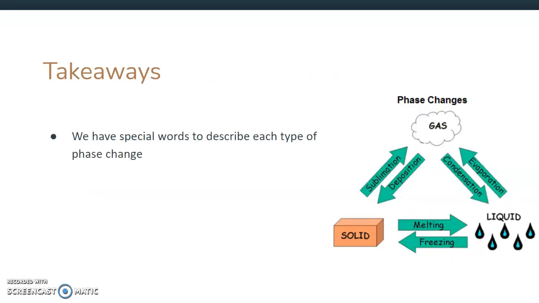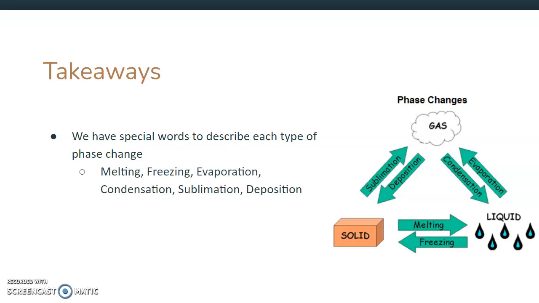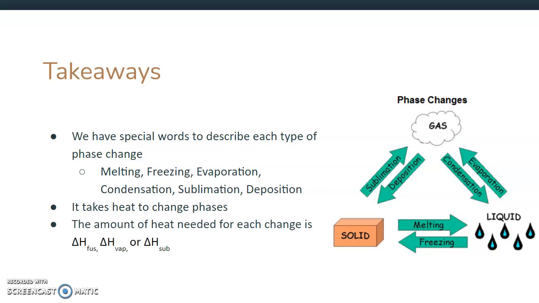But our big takeaways from today is we have special words to describe each type of phase change. We have melting, freezing, evaporation, condensation, sublimation, and deposition. And it takes heat to change phases. So the amount of heat needed for each phase change is found using our delta H fusion, delta H vap, or delta H sub. So that's just the start of thermal energy during phase changes.